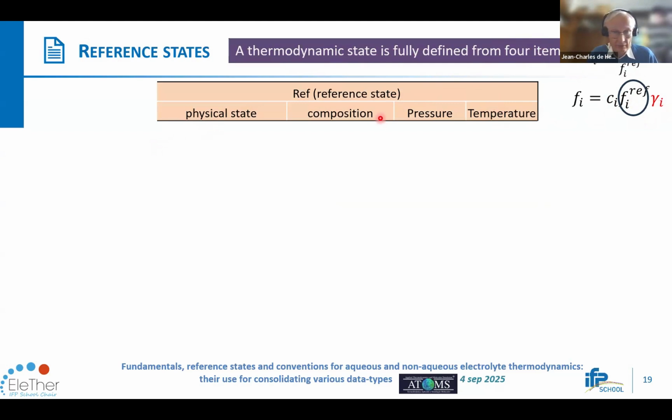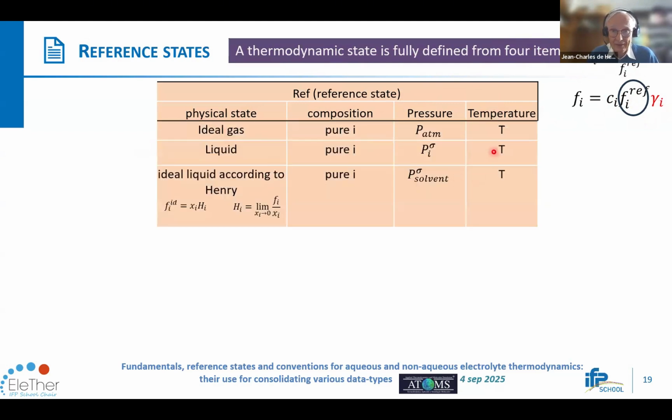And if you look at the conventional knowledge that we have in chemical engineering, I would say we have 3 types of well-known reference states. Of course, we could invent others, but the most often used one so far, at least in my previous life, was the ideal gas reference state, in which case composition is pure, pressure is generally atmospheric. And temperature, of course, needs to be the system temperature in all cases. So there's no question about the temperature. But there is a question about the other items, physical state, composition, and pressure.